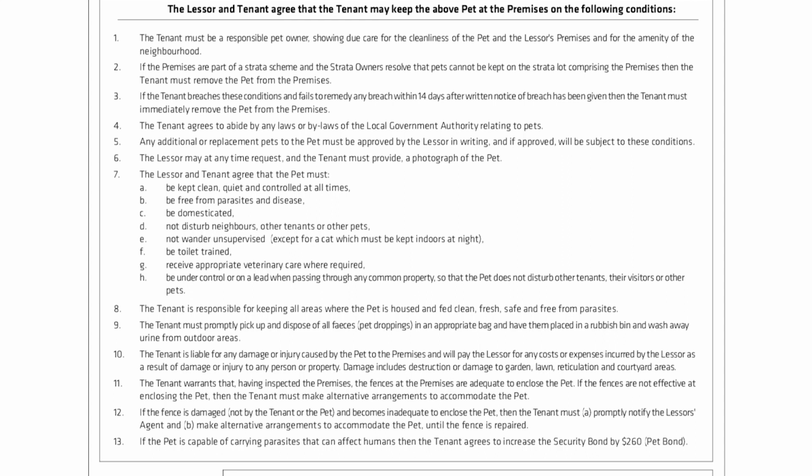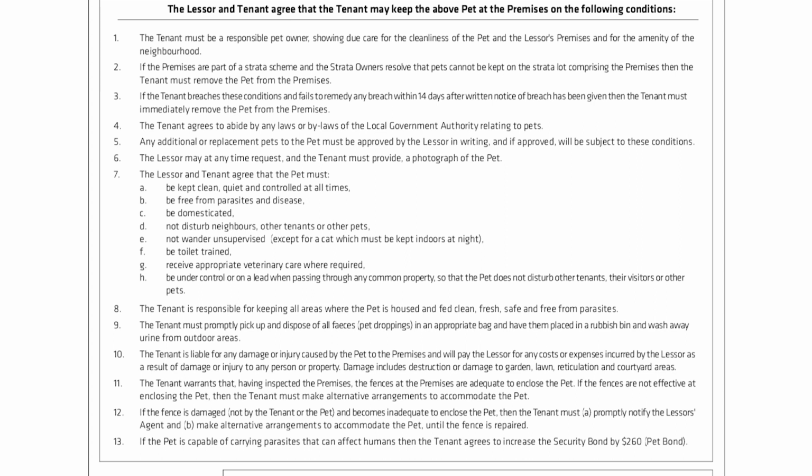The tenant agrees to abide by any laws or bylaws of the local government authority relating to pets. Any additional or replacement pets must be approved by the lessor in writing and if approved will be subject to these conditions. The lessor may at any time request a photograph of the pet.